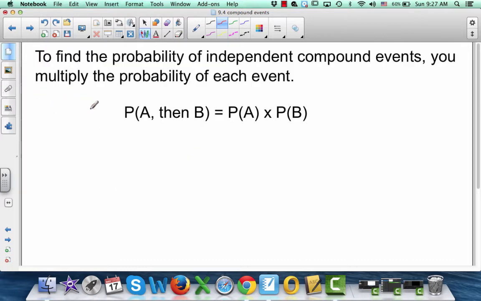To find the probability of independent compound events, you multiply the probability of each event. So this is read as the probability of A, then B, is equal to the probability of A times the probability of B.